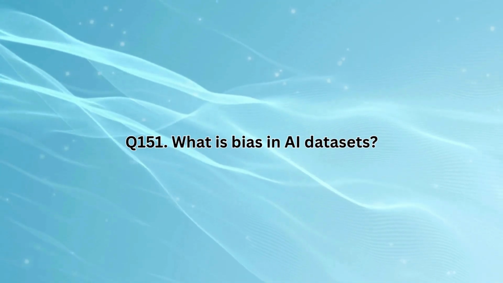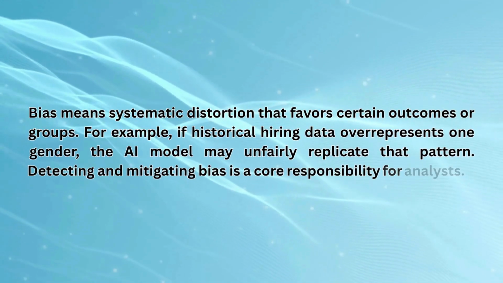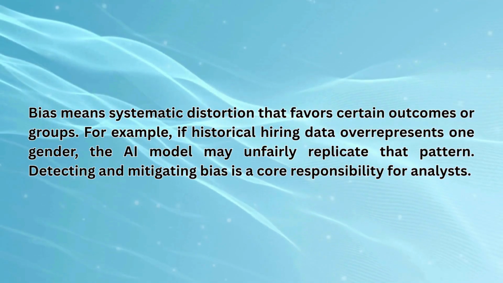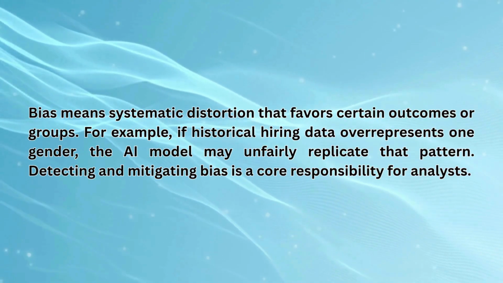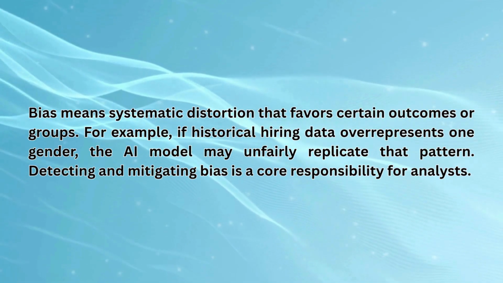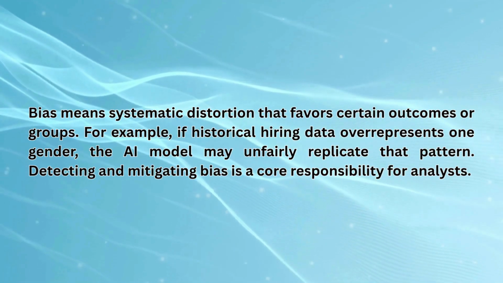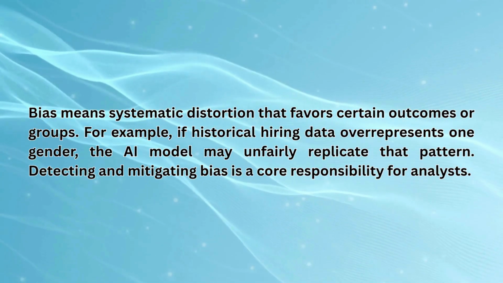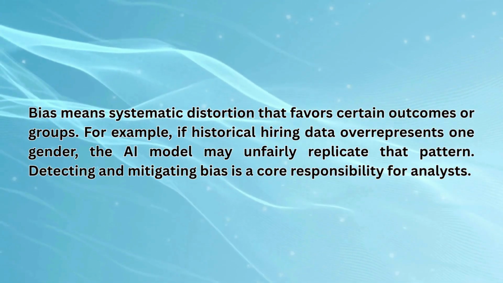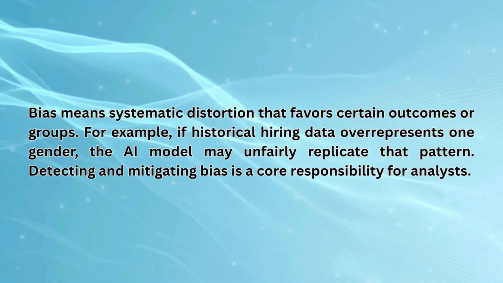What is bias in AI datasets? Bias means systematic distortion that favors certain outcomes or groups. For example, if historical hiring data overrepresents one gender, the AI model may unfairly replicate that pattern. Detecting and mitigating bias is a core responsibility for analysts.